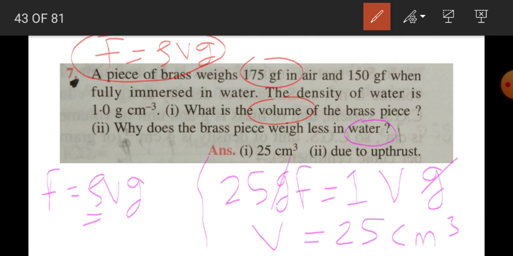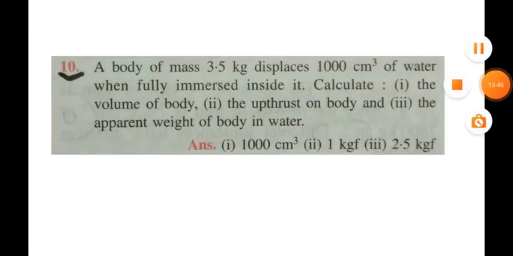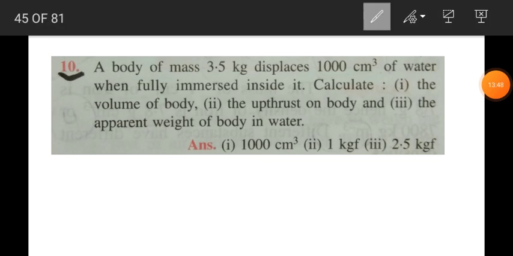So numericals are easy, you just need to remember the formula. Sometimes you have to convert the values from CGS to SI system. In that case it could be a little bit difficult, but most of the time numericals are straightforward. You just need to put the values in the formula and get the answer. Oh boy, I'm going very fast. Let's check this one now.